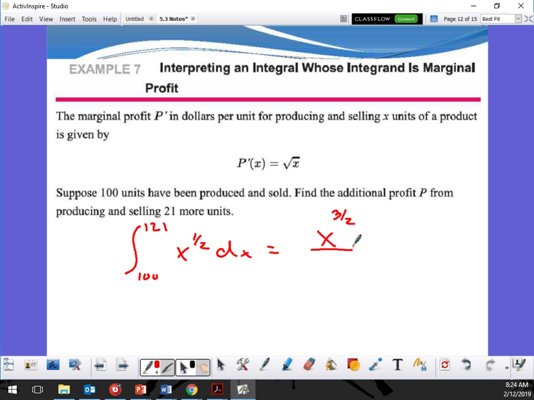This is a really useful tool to catch on to. If I'm dividing by 3/2, the coefficient in front is going to be 2/3. Does that make sense? Okay, so plus C? Is it plus C? No, there are bounds. It's a definite integral, from 100 to 121, right?